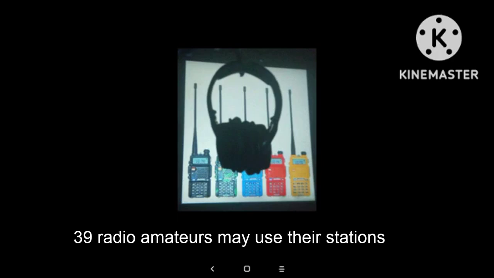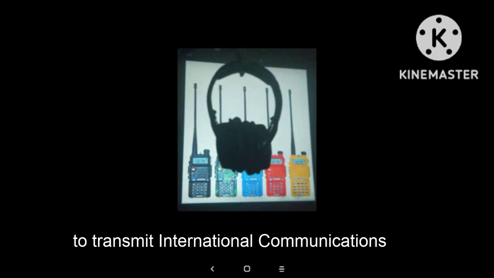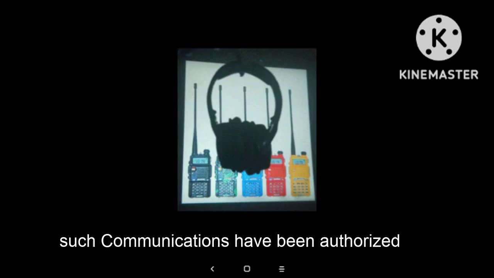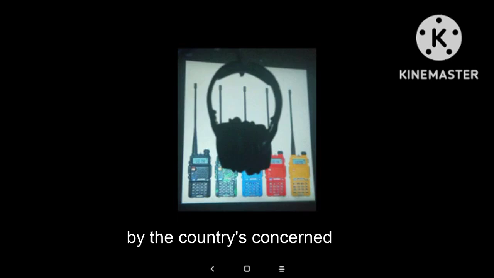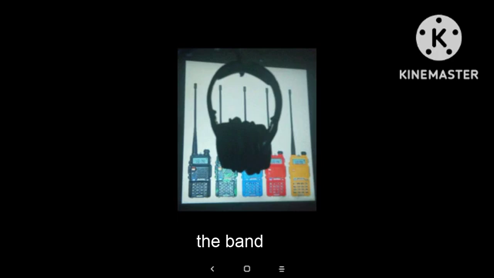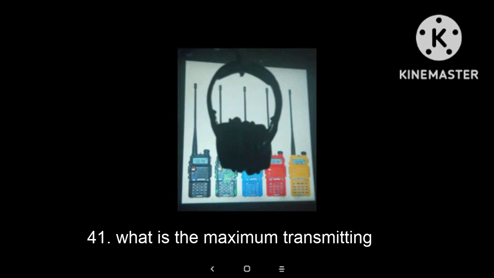39. Radio amateurs may use their stations to transmit international communications on behalf of a third party only if such communications have been authorized by the countries concerned. 40. Single sideband is not permitted in the band 10.1 to 10.15 MHz.